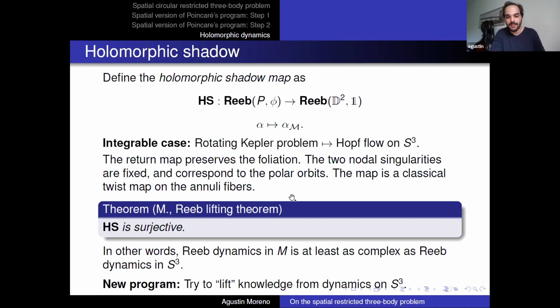So this says that Reeb dynamics on the fivefold, on S2 times S3, say, is at least as complicated as Reeb dynamics on S3. I mean, you can realize any given Reeb flow on S3 adapted to the open book as something on the fivefold. So the new program here, step 3, if you want, is that we know a bunch of things about dynamics on threefolds, especially on S3. People have looked at them for a long time. Now we can try, or hope, to lift what we know from S3 to the fivefold by pulling back via the shadow map.